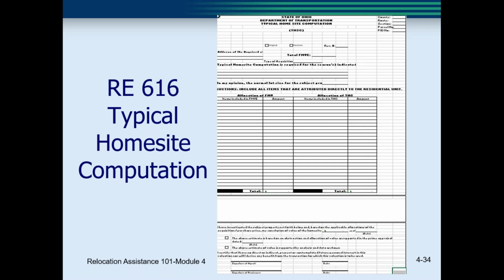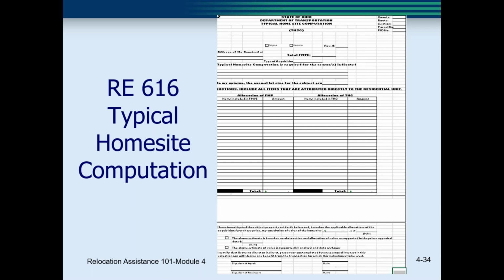So let's take a look at the RE 616. It's actually, I think, a pretty simple form. As you'll see, there's a column on the right. You're going to put on everything that the appraiser has separated out. On the column on the left, you're just moving over the values of what's in your typical home site. So in this situation, from the example we gave, you're not moving over the value of the swimming pool. You're moving everything else over, but not the value of the swimming pool.